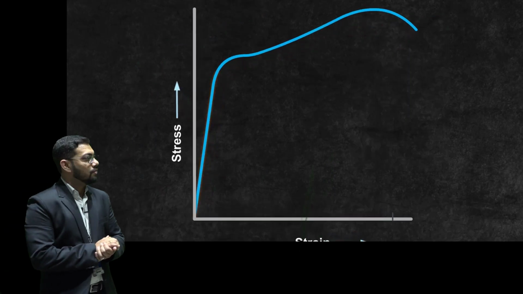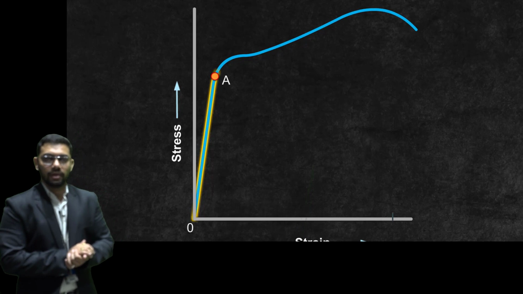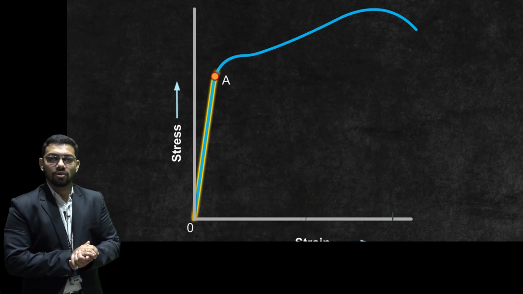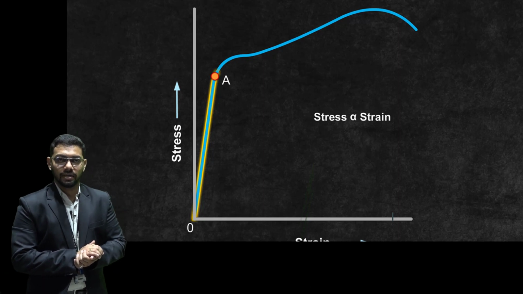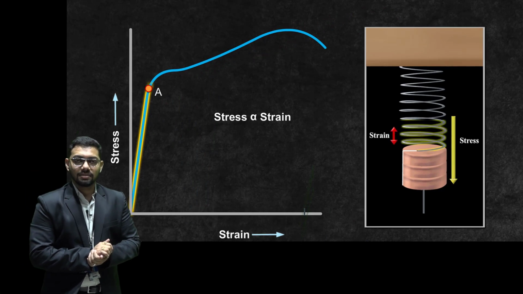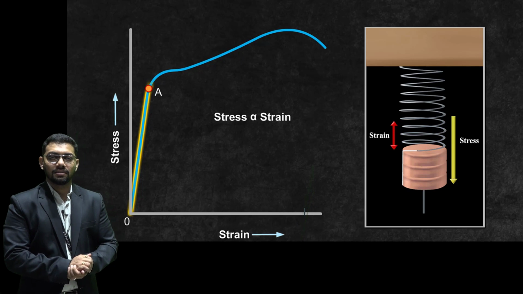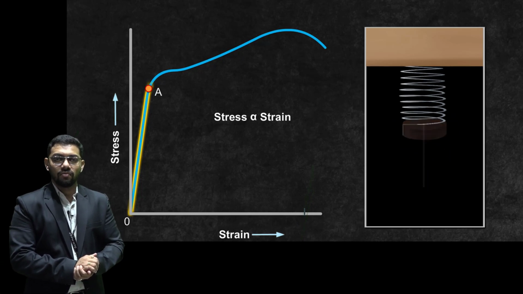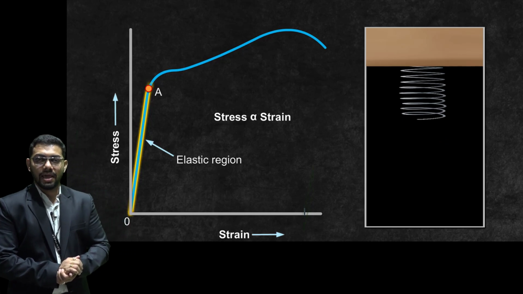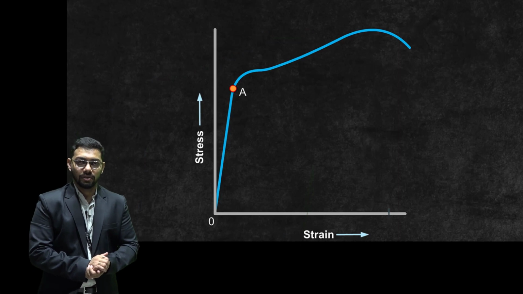From the graph, we can see that in the region between O to A, the curve is linear. In this region, Hooke's law is obeyed, that is, stress is directly proportional to the strain. As the stress increases, strain also increases. The body regains its original dimensions when the applied force is removed. In this region, known as the elastic region, the solid behaves as an elastic body.